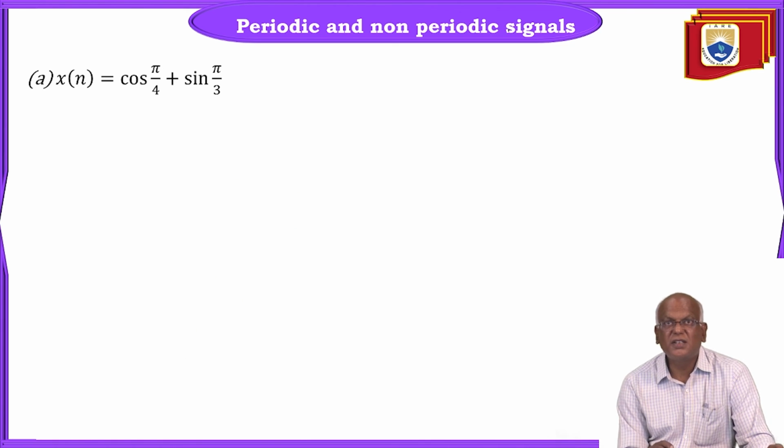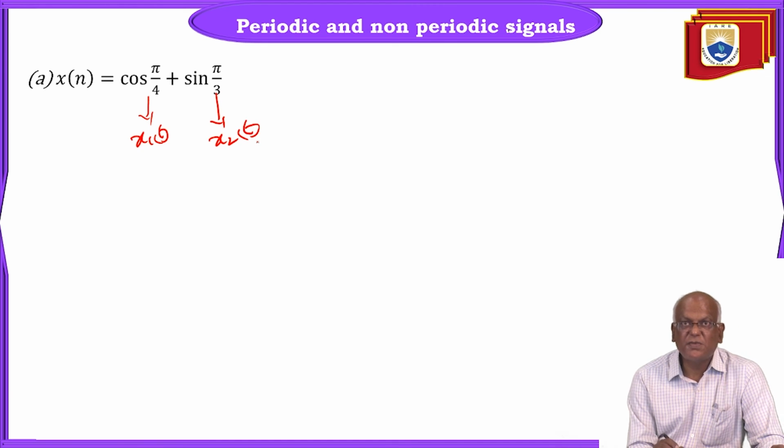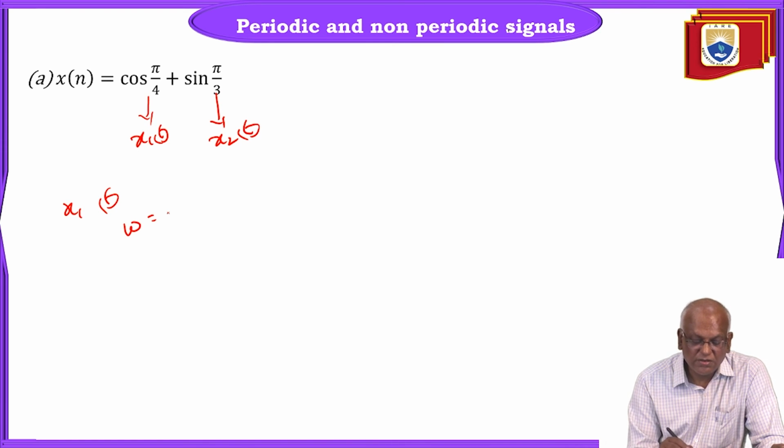Next, let us take this discrete-time signal. This is considered as x1(t) and this is considered as x2(t), the combination of these two signals. Now for x1(t), omega equal to pi by 4, n cos pi by 4 n sin pi by 4. Omega 1 is equal to pi by 4.